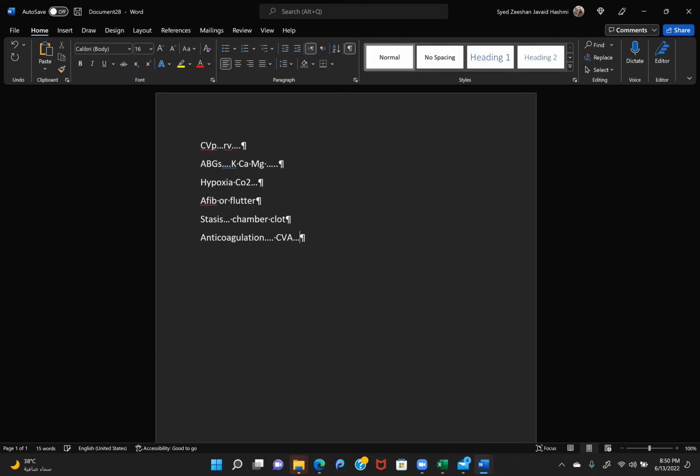Because the result can be CVA. The clot will be going from the aorta, carotid to the cerebral artery, so there can be ischemia and stroke. So you have to do the anticoagulation, and then you have to control the rate, and you have to control the rhythm. For rate control, they can give beta blocker. And for rhythm control, amiodarone.